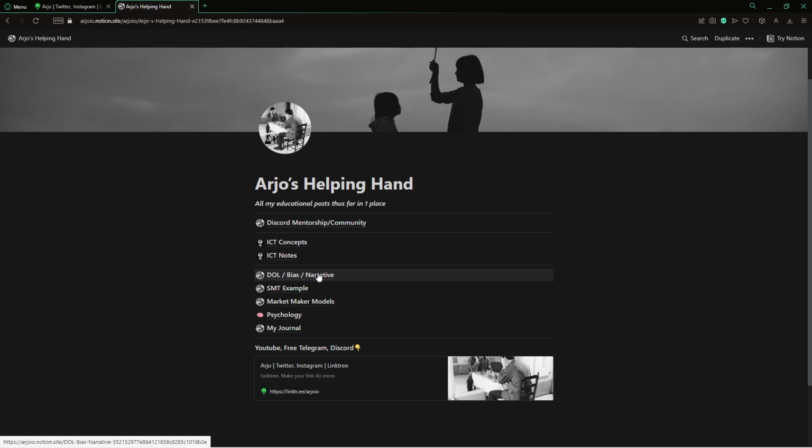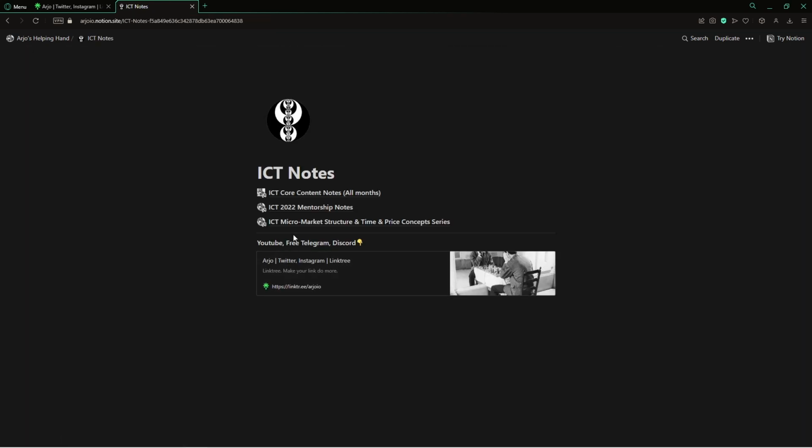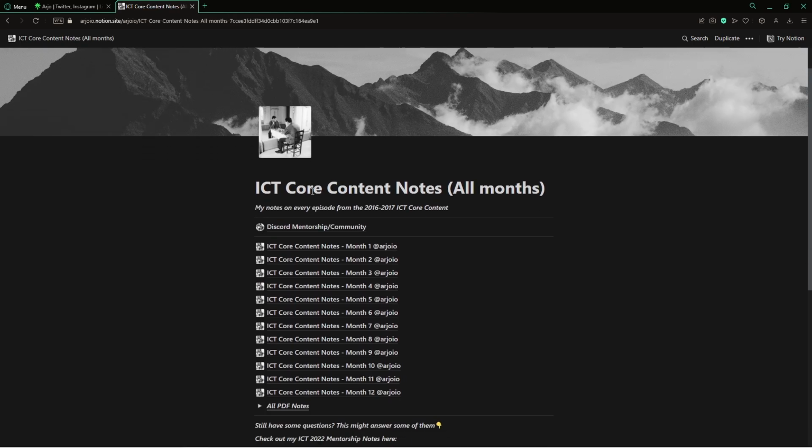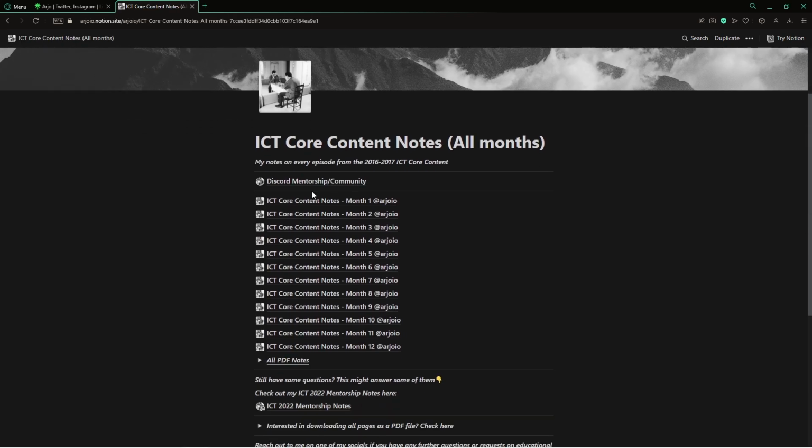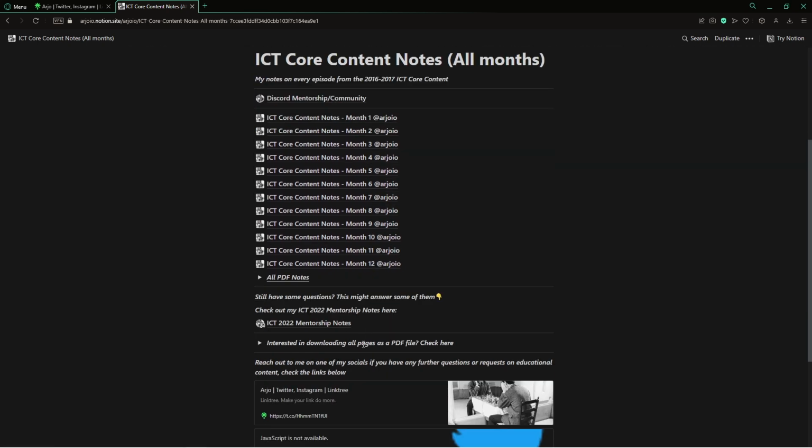Then dual bias narrative, some examples, SMT examples, market maker models, psychology, and my journal that I personally use every single day. Then for the ICT notes, the first one we're going over is the core content notes. Here again, these are all my notes on the core content month 1 through 12. They are also downloadable in a PDF format.